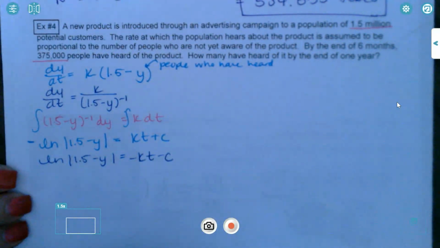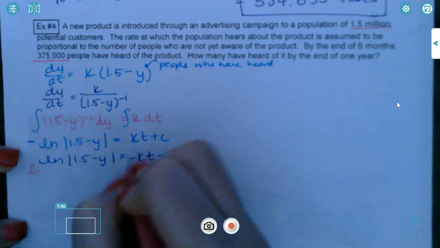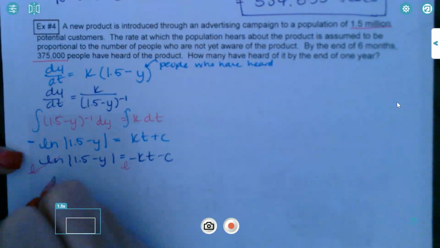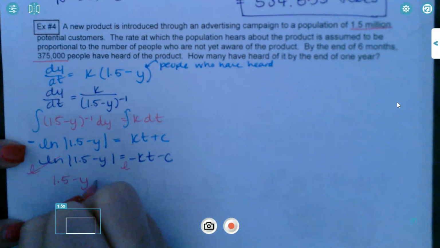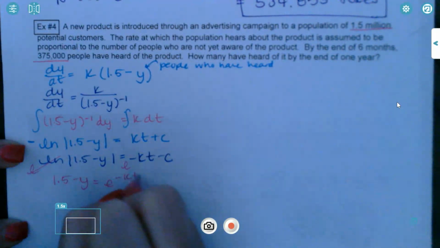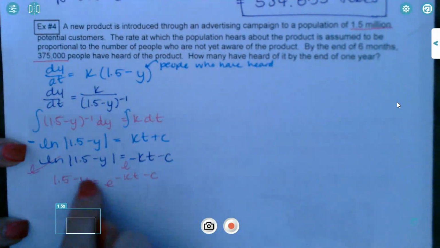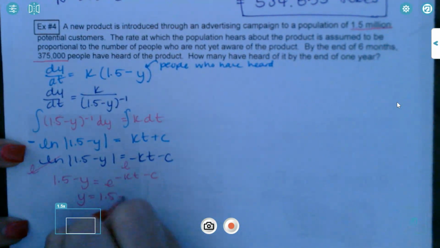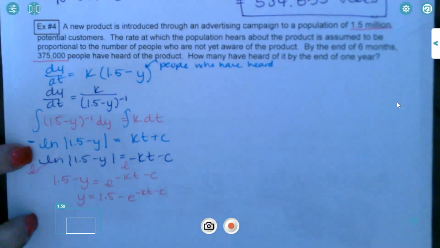Then we're going to apply the e to both sides, giving me the result. If we solve for y, I would just pull the y over and then pull the e over. So y is going to equal 1.5 minus e to the negative kt minus c. All right, so there's our formula for y.